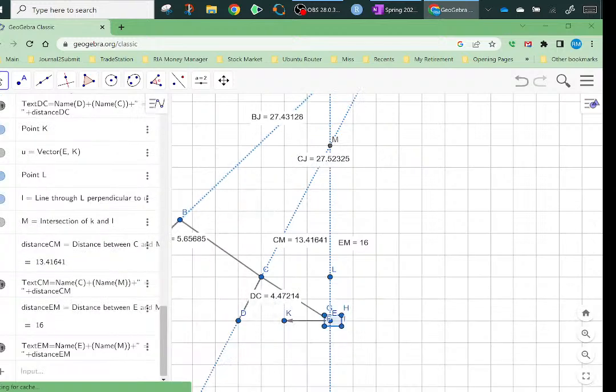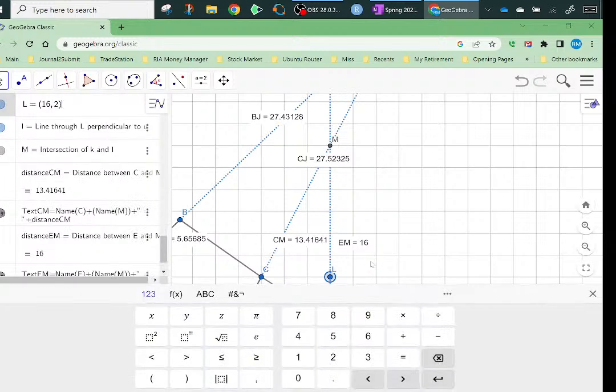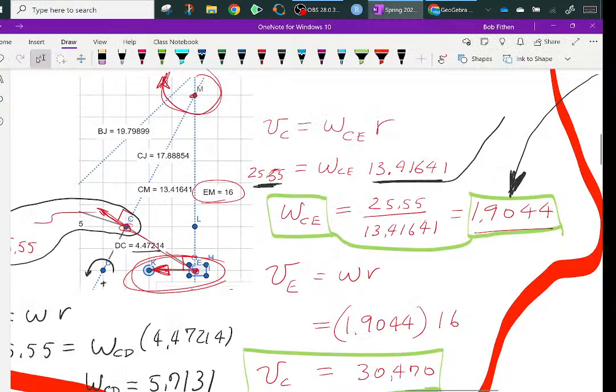Okay, so my question is, wait a minute. What is the L for? Point L, what is point L for? 16.2. Okay. L was on there, E to M. It says 16.2, 4, 6, 8, 12, 16. That's 16.